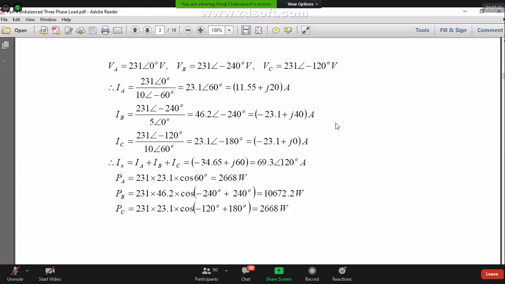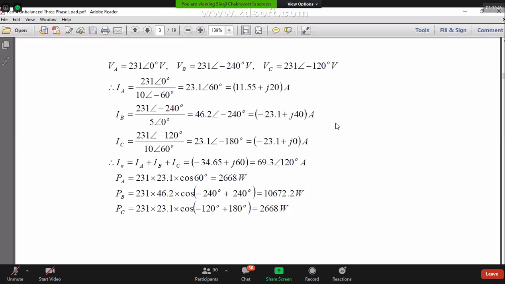Just by changing the phase sequence, that means ABC or ACB, what a remarkable change has occurred in the neutral current. See, the phase currents you have seen: 23 ampere, 46 ampere, 23 ampere. Here also 23 ampere, 46 ampere, 23 ampere.